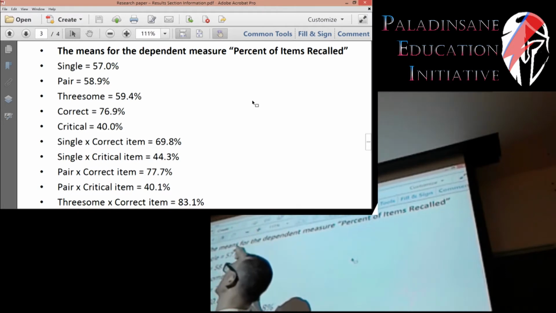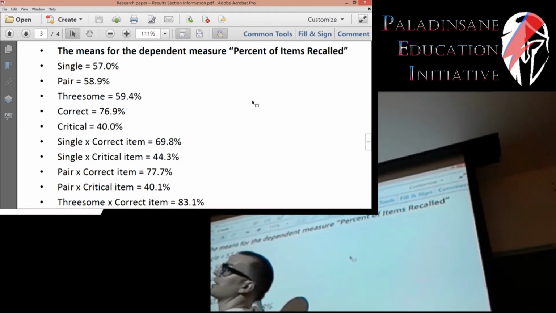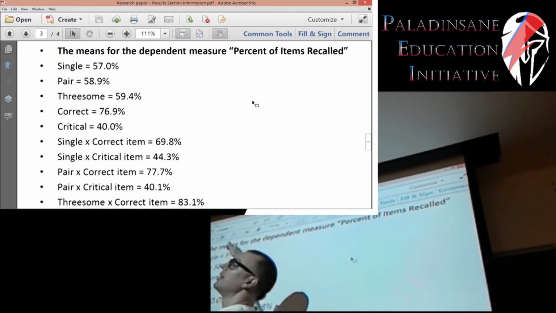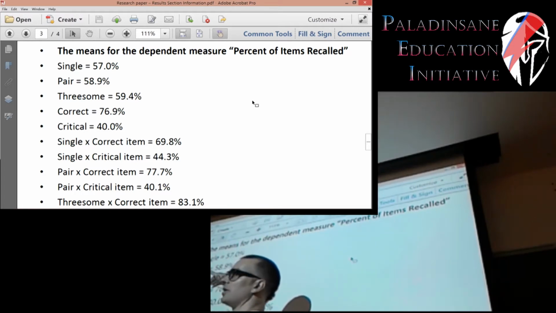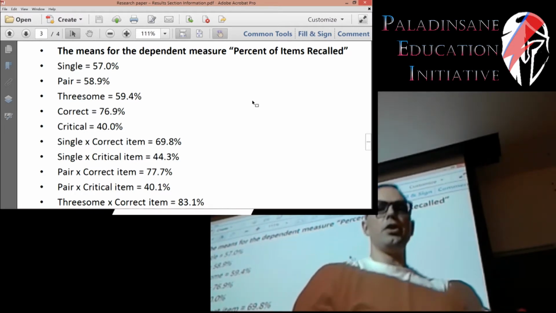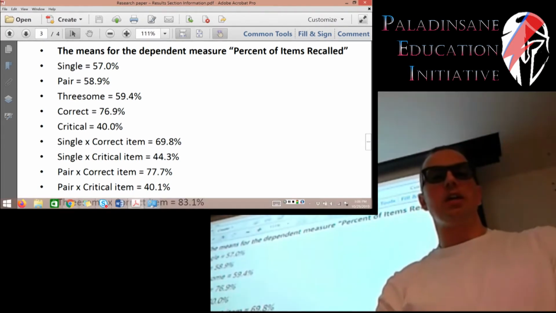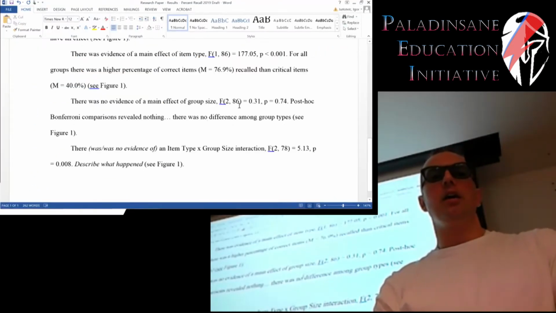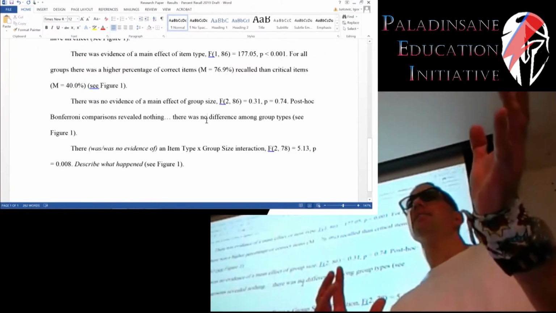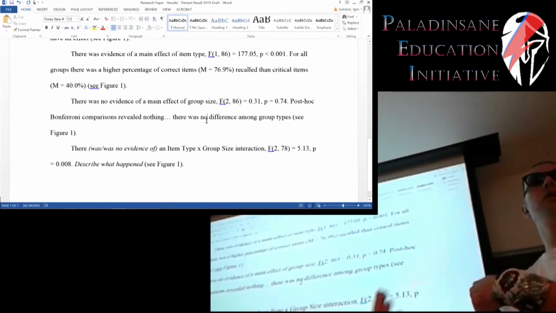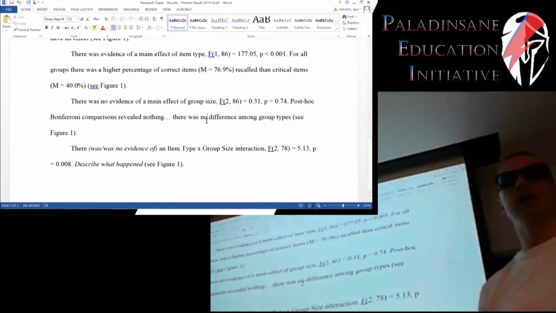I mean, just go back to grade school. 57% is not the same as 58.9. Statistics has told us there is no difference. So we don't want to use language that might potentially confuse a reader and say things like, well, there was no drastic difference. We just want to come out straightforward and say no difference among these group types.